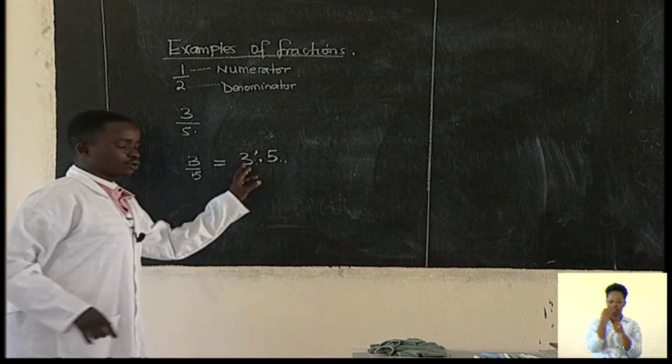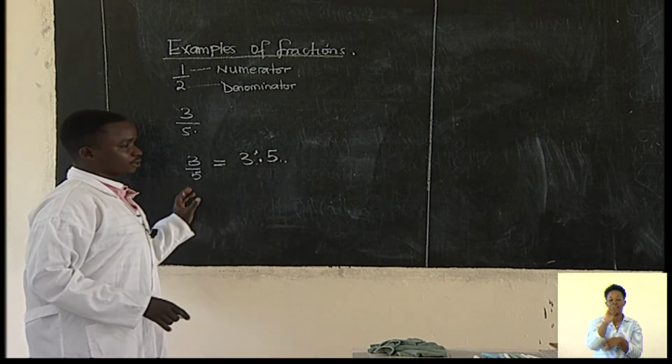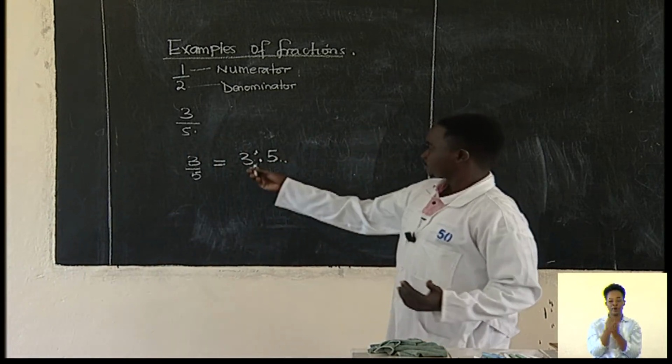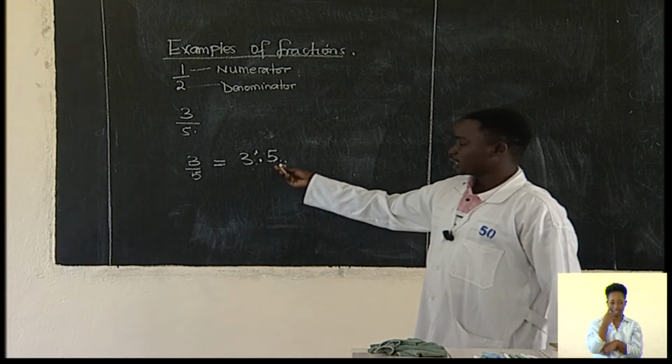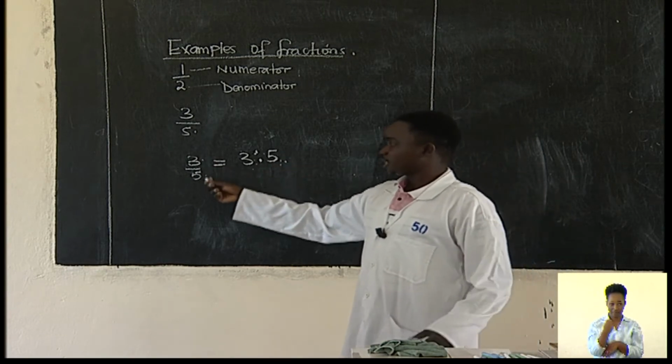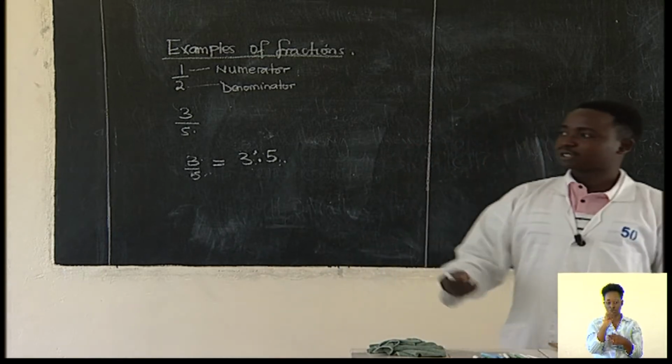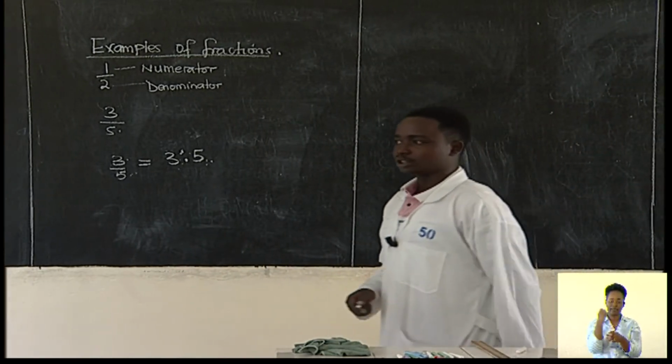So we are going to combine the two because they are the same. If we see 3 to 5, this is a ratio. And 3 out of 5 is a fraction, but at the same time, it is a ratio. So let us see how we apply fractions and ratios in economics.